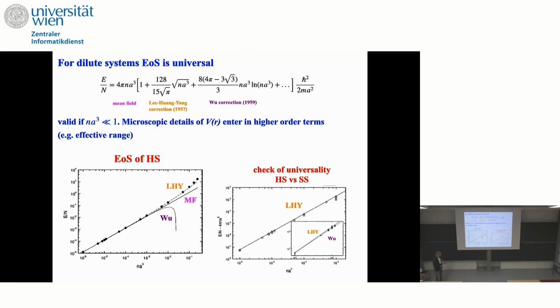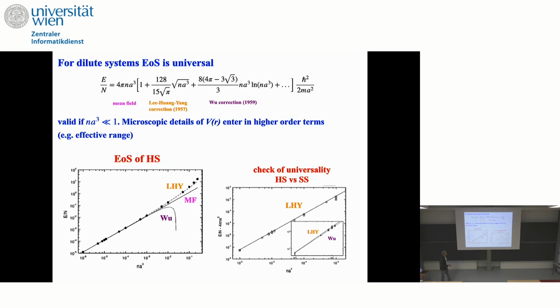So this is the famous equation of state that we have seen many times today: the mean field term, the Lieb-Liniger and the Wu correction. This is valid, as we said, if na cubed is much smaller than 1. As we also heard today, microscopic details of the potential, such as the effective range, will enter only in higher order terms. So this expansion is universal in the sense that whatever your potential, provided they have the same scattering length, they should have the same equation of state.